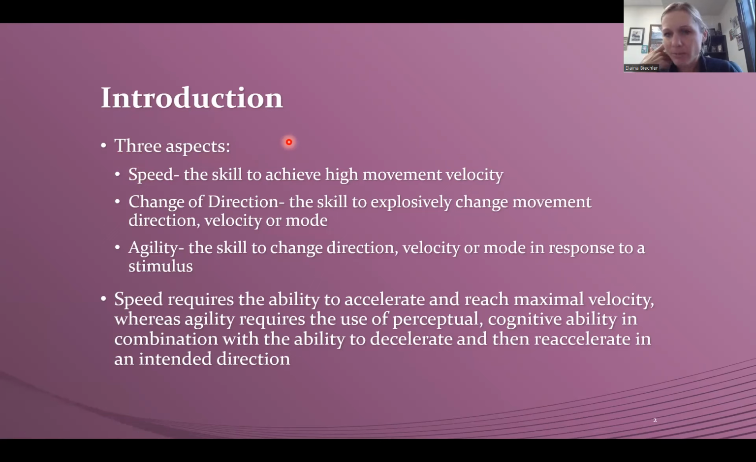And again, when we think about the application of this, I would say the hardest part of change of direction is the deceleration portion of that. So again, thinking about that is really important. Agility is the skill to change direction, velocity, or mode in response to a stimulus. So speed requires the ability to accelerate and reach a maximal velocity, whereas agility requires the use of perceptual cognitive ability in combination with the ability to decelerate and then re-accelerate in the intended direction. So again, a little bit more complicated.